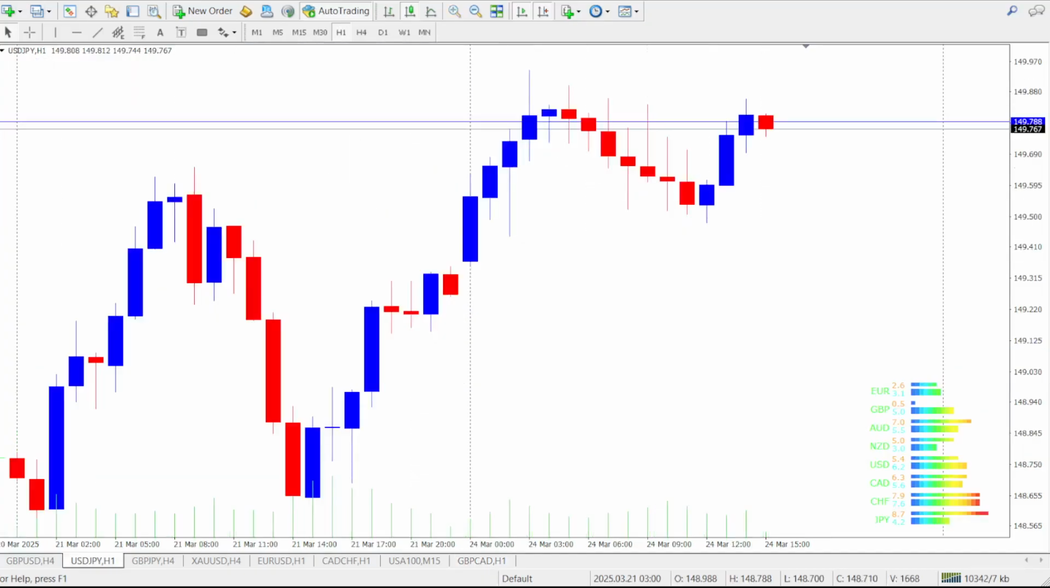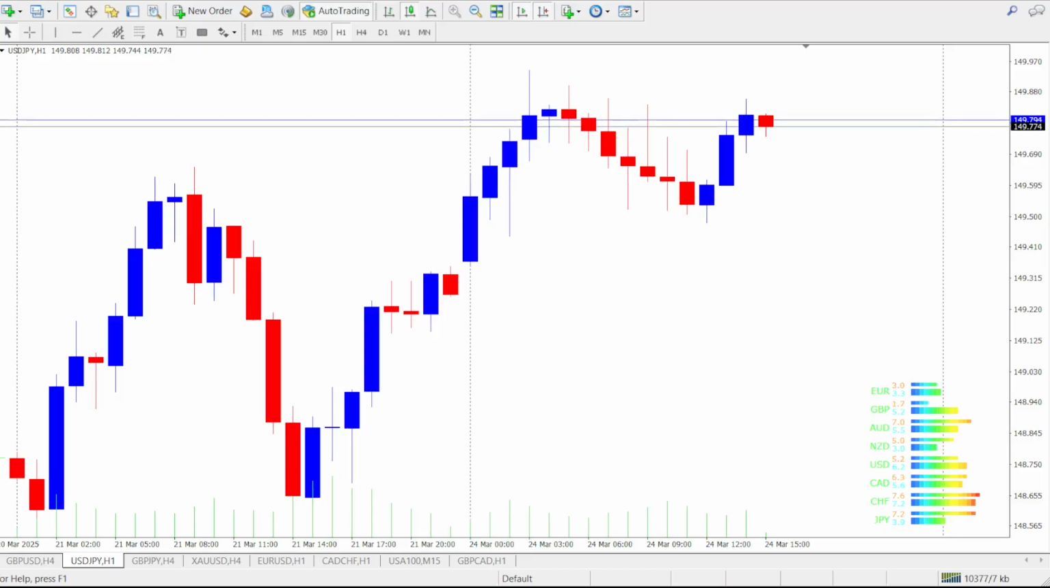Now, what are the things that you should not do with this indicator? Remember that the currency power meter is not an entry or exit indicator. A strong currency does not guarantee an immediate trade. So always confirm with other technical analysis methods, and scalpers should also be cautious. On lower time frames, high impact news events can create temporary spikes affecting the indicator's accuracy.